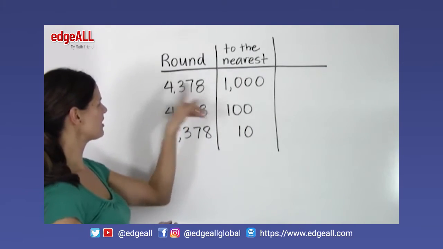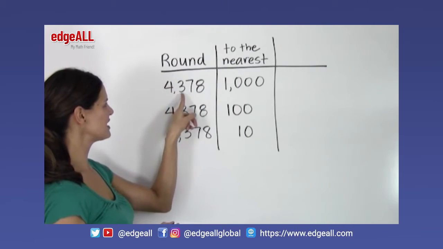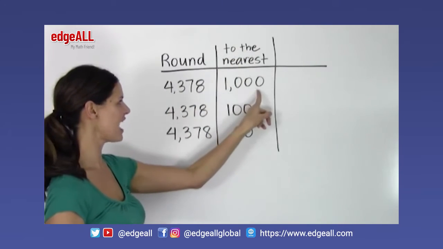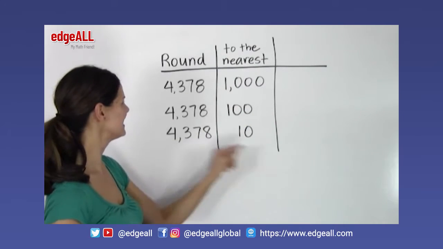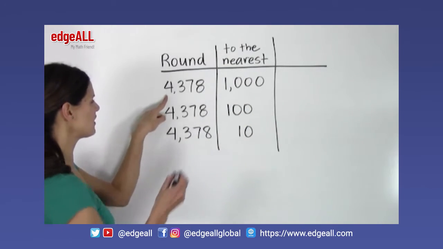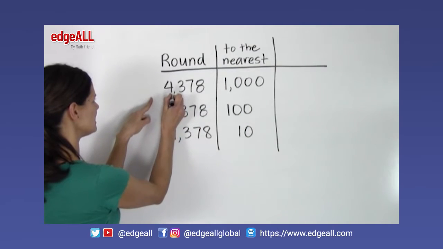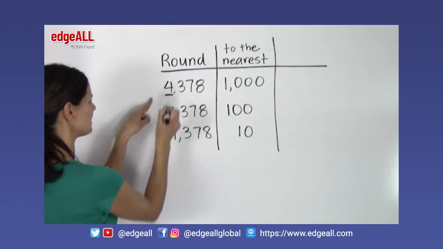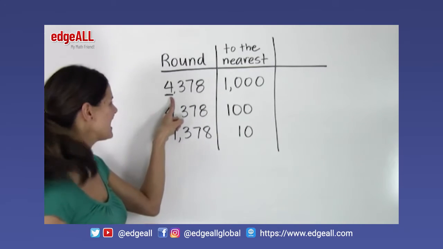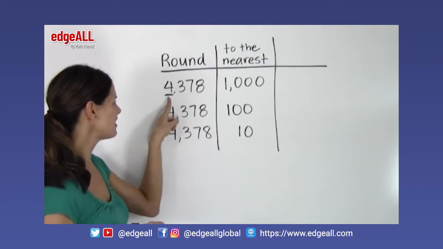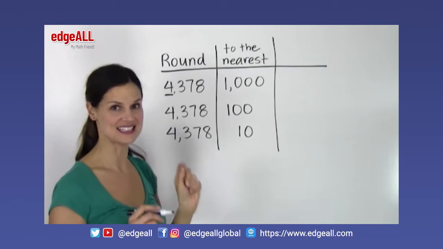So I've made a little chart here. I'm going to round 4,378 to the nearest thousand, the nearest hundred, and the nearest 10. So let's start with 1,000. If I'm rounding to the nearest thousand, then I'm going to underline my thousands place, and I know that everything after my thousands place is going to be a 0.